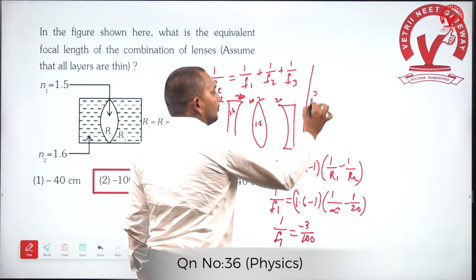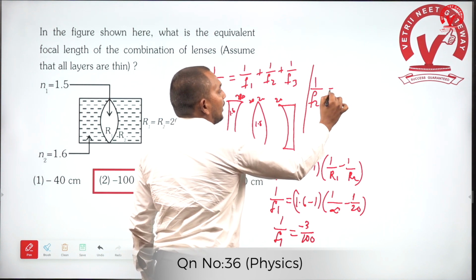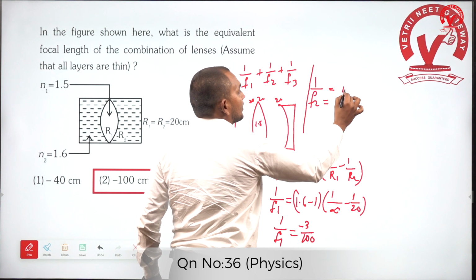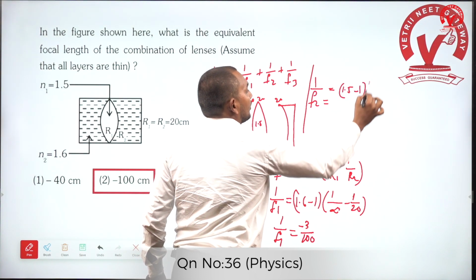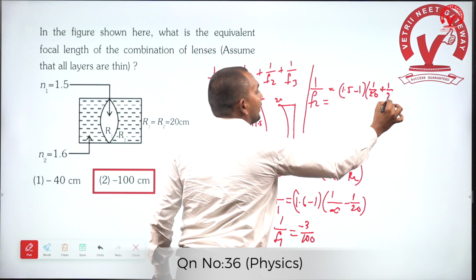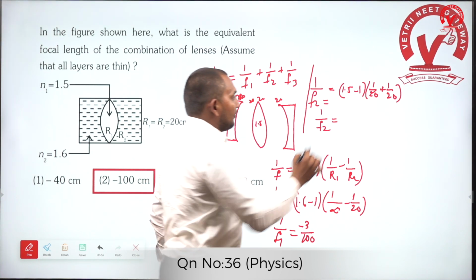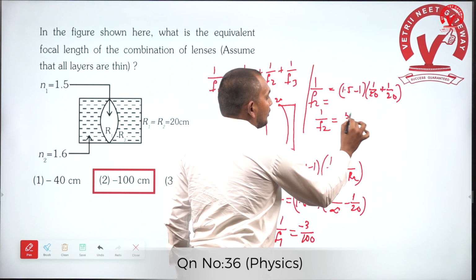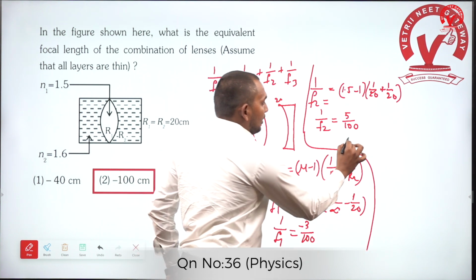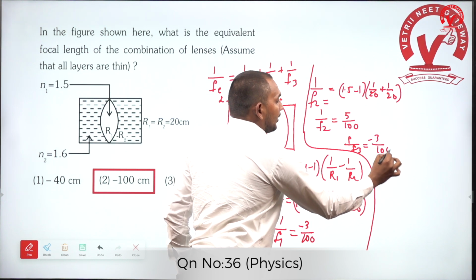Come to f2. 1 by f2 is equal to, here refractive index is 1.5 minus 1 into 1 by 20, minus into minus plus 1 by 20. We can do the simplification, we will get 5 by 100. And the same for f3 also we have to do. 1 by f3 is equal to minus 3 by 100.